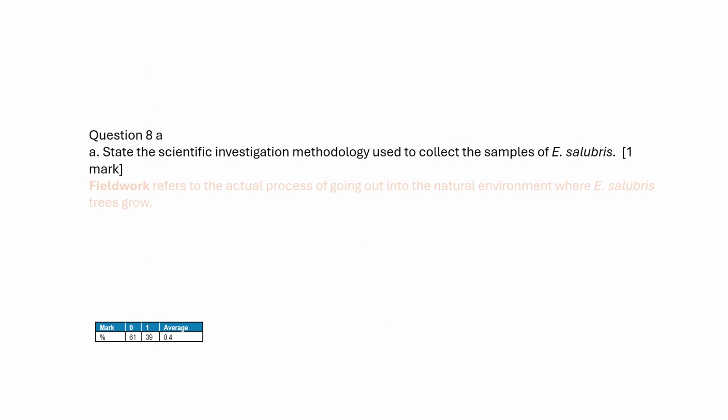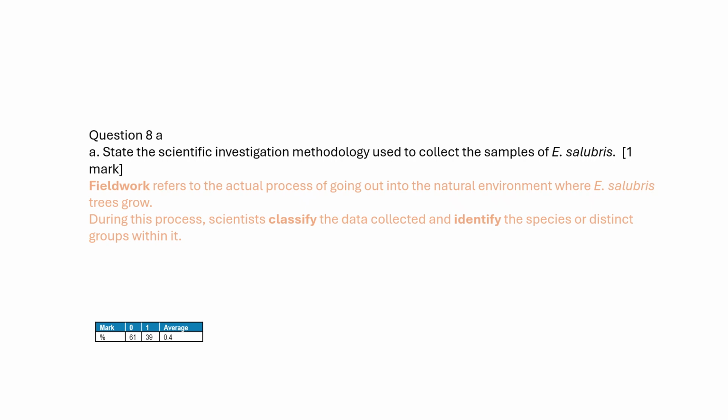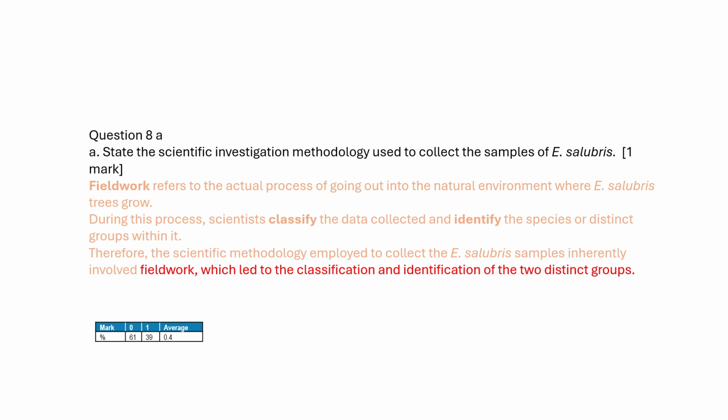Fieldwork refers to the actual process of going out into the natural environment where E. salubris trees grow. During this process, scientists classify the data collected and identify the species or distinct groups within it. Therefore, the scientific methodology employed to collect the E. salubris samples inherently involved fieldwork, which led to the classification and identification of the two distinct groups.